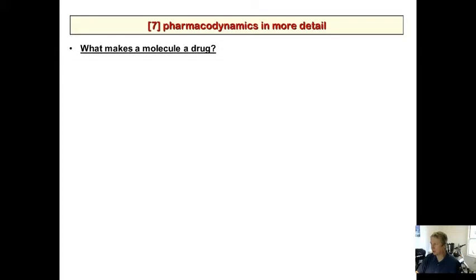Pharmacodynamics, a little more detail. What makes a molecule a drug? Think about that a bit. What makes a molecule a drug? I mean, we kind of know what drugs are. We kind of know what molecules are. And what would make a molecule a drug? And how might you define a drug? That's something you may have never done before. How do I define this concept of a drug?